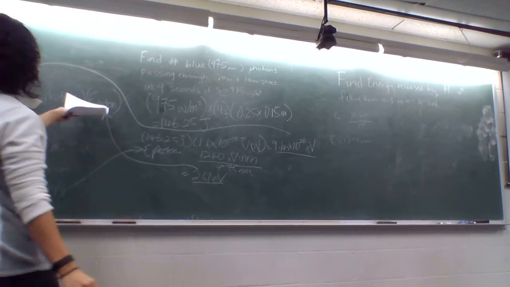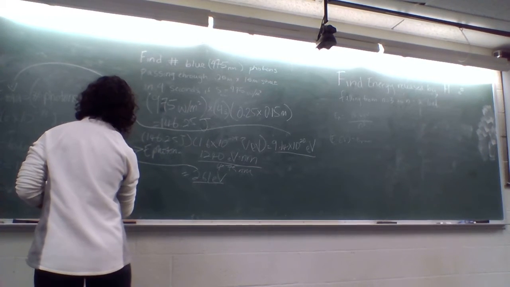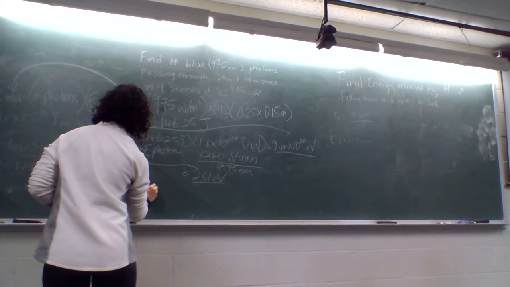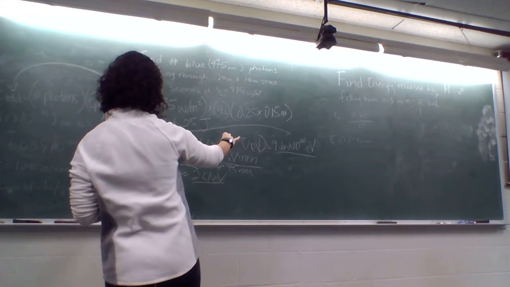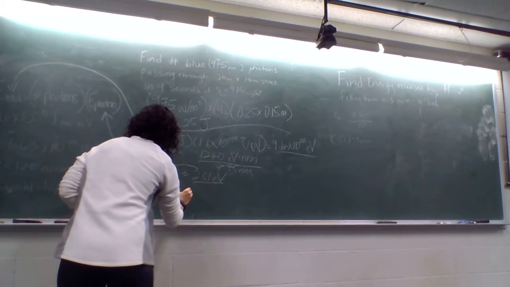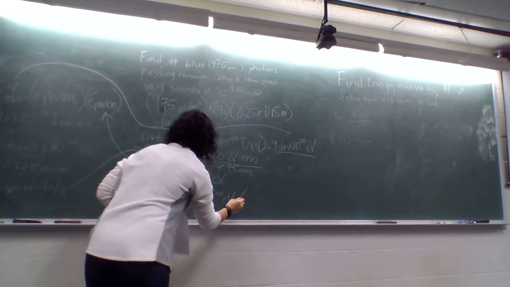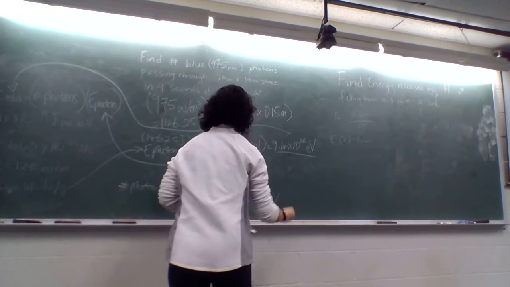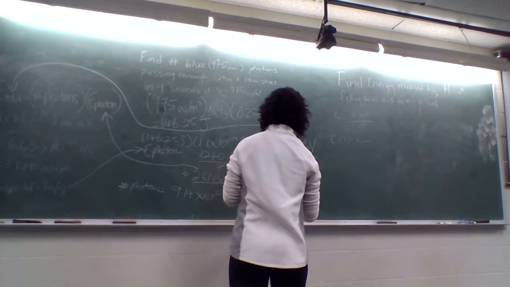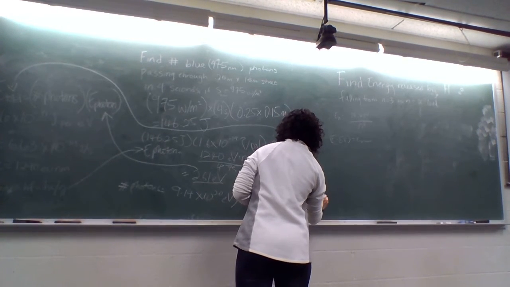So you have those two parts of the equation. You just need to find number of photons. You would just do photons equals E total, which is 9.14 times 10 to the 20th over 2.61. And you get the answer of 3.5 times 10 to the 20th number of photons.